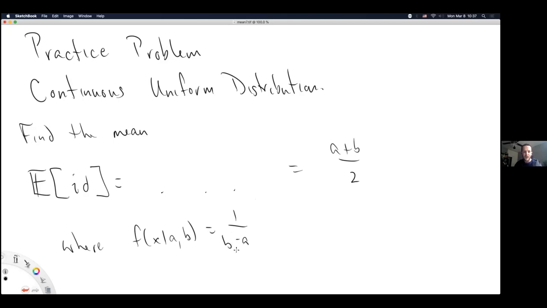So I'm going to leave this one as a practice problem for you all. And I gave you the answer again. The answer turns out to be the same thing for a discrete uniform as it does for a continuous uniform.